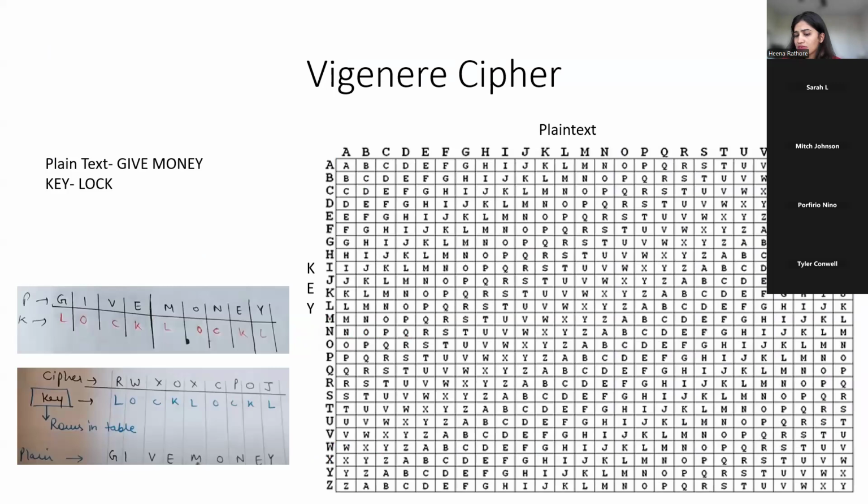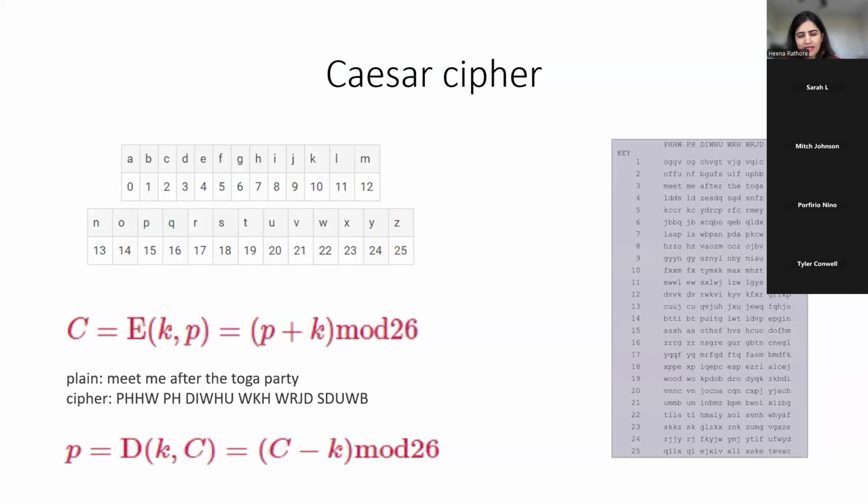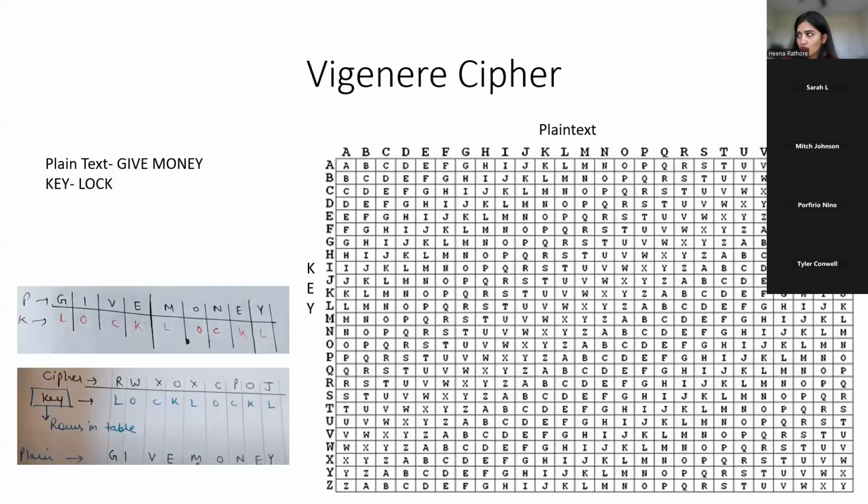And if you remember, Caesar cipher was just plain text plus the key mod 26. And in order to decrypt it back, it was ciphertext minus the key mod 26. In terms of Vigenère cipher, you create a matrix where all the alphabets are arranged in rows and columns format, where the row is considered as the plain text and the column is considered as the key, and then you encrypt and decrypt it by looking for specific locations.